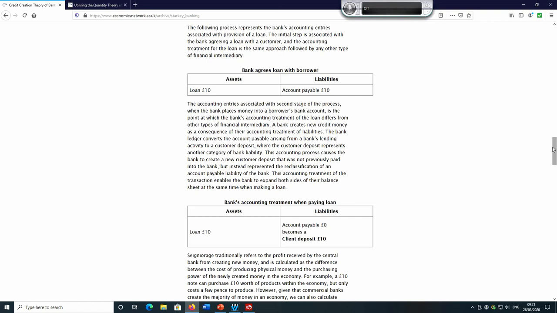What is special about banks is that their exemption from the client money rules enables them to change an account payable of £10 into a customer deposit of £10, despite no money having been paid by a depositor into the bank account. It is new money.